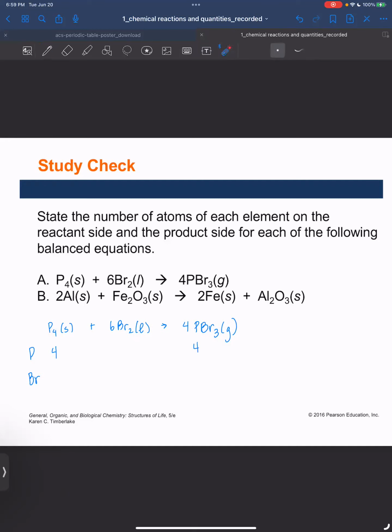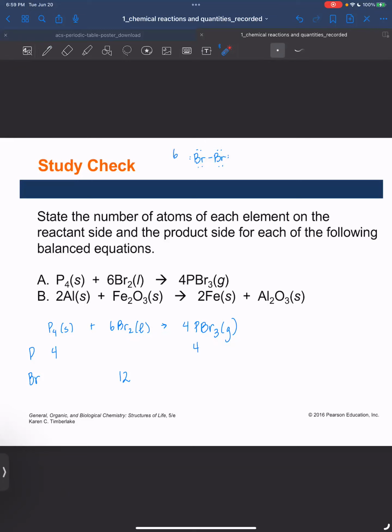How many bromines do I have on the reactant side? 6 times 2 is 12. So when you have, for example, a stoichiometric coefficient and a subscript like we do here, we multiply them because we have 6 of these bromine molecules. So if we drew the Lewis structure for bromine, we have 6 of them swimming in solution. And each of the molecules has 2 bromines. That's why it's 6 times 2.